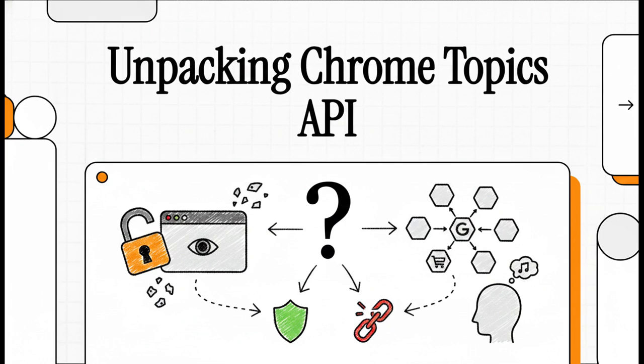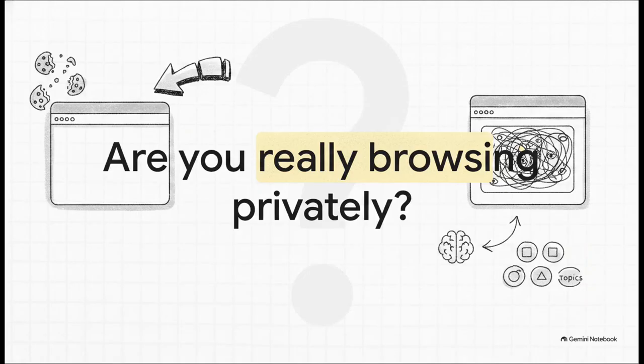The core dilemma we're unpacking today is this. Is this new system a genuine upgrade for your privacy? Or is it just a brand new tracking vector built directly into your web browser? It's a pretty simple question, right? Most of us just naturally assume that once third-party cookies are completely disabled, our online actions will finally be anonymous.